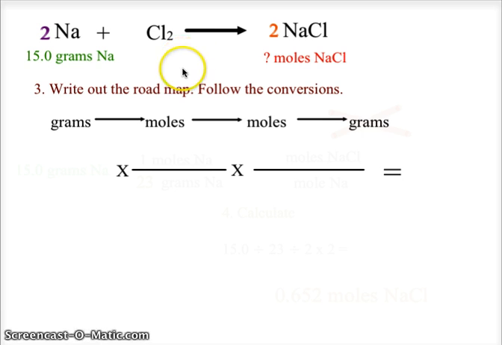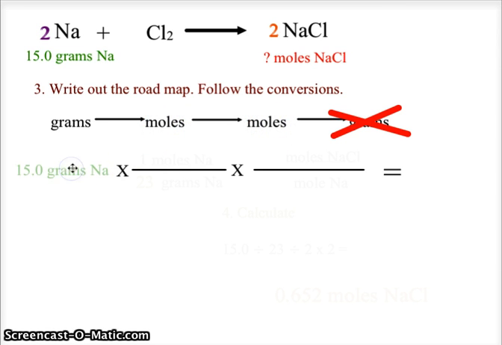So once we have this laid out, I always have my students use the roadmap, and the roadmap doesn't change. What changes is where we're going to start and stop. So if we begin with the roadmap, grams to moles, moles to moles, moles to grams, we realize that for this problem we are not going to go all the way to grams. We are simply going to go to moles. So we're going to need two conversion factors, grams to moles and then moles to moles.